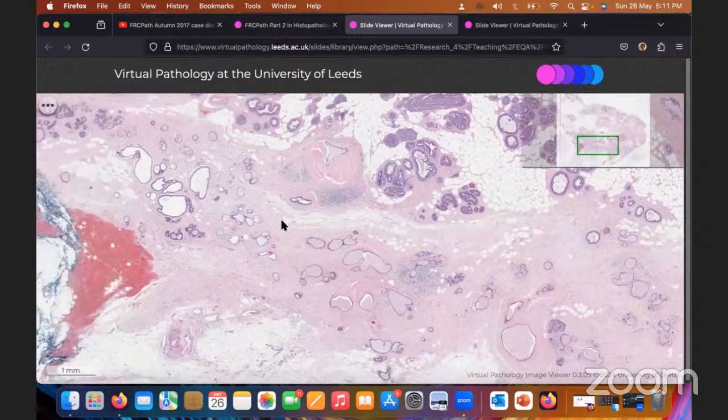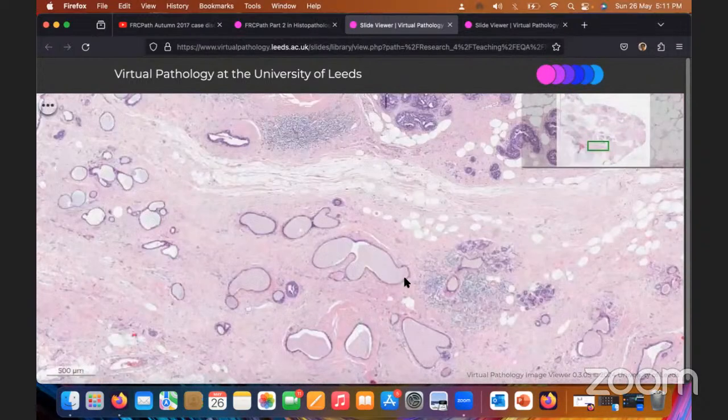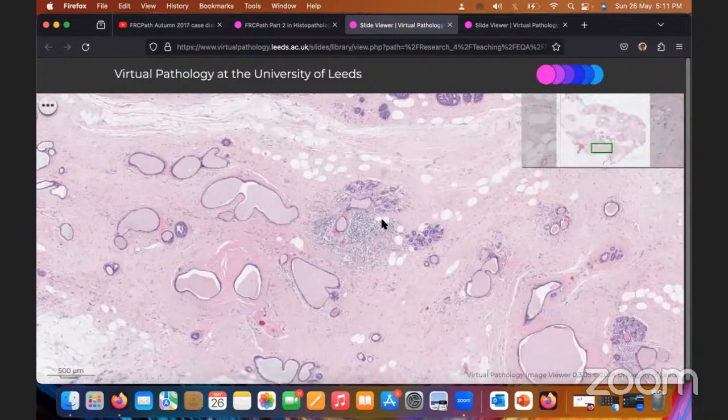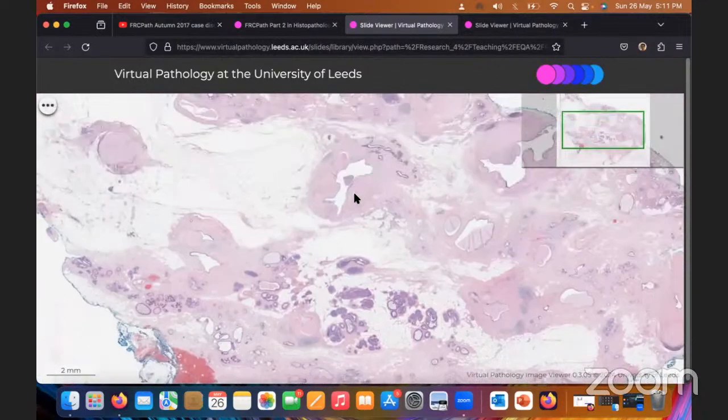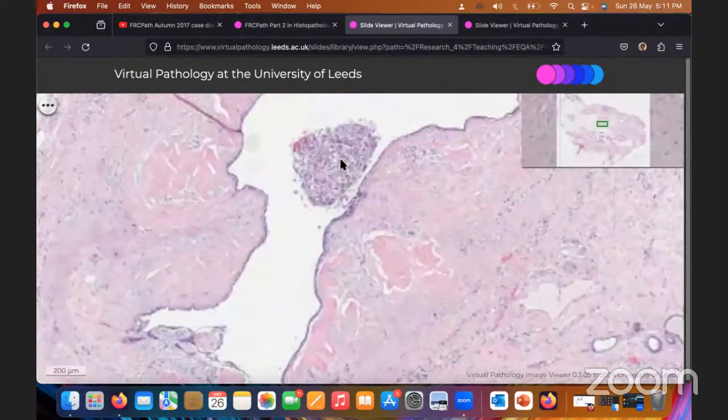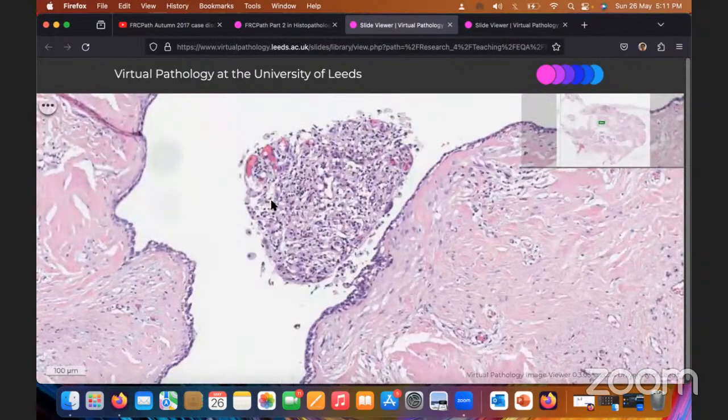And if we move around, most of the ducts are dilated and they have inspissated secretion. Lobules or ductular spaces are surrounded by inflammatory cells. And intraluminally also, there is a collection of a few granulation tissue-like elements over here.